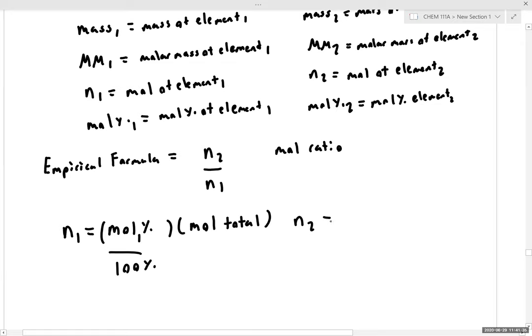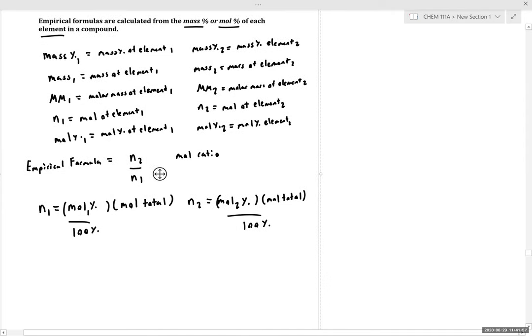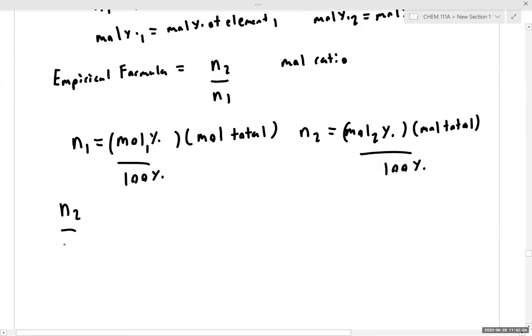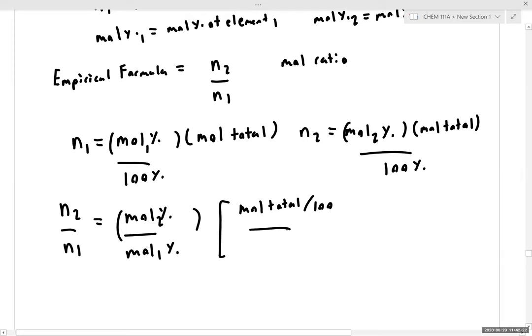Okay, so we have an expression for the moles of an element in terms of the total moles and the mole percentage. Now, this doesn't seem very powerful at first glance, but you'll notice a really important idea when we substitute into our equation. If we look at our mole to mole ratio, N2 over N1, we get the mole percentage of element 2 over the mole percentage of element 1 times the mole total over 100 divided by the mole total over 100.